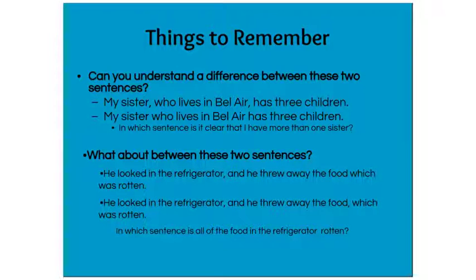So let's see if we can understand the difference between these two sentences. My sister, comma, who lives in Bel Air, comma, has 3 children. My sister who lives in Bel Air has 3 children. Now, if we know that this adjective clause, because it is separated by commas, can be removed, then we don't need that information to identify the sister. It's just extra information. But in the second sentence, we can't take this information that the adjective clause supplies out. We need it to identify the sister.